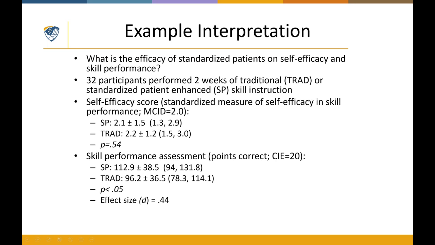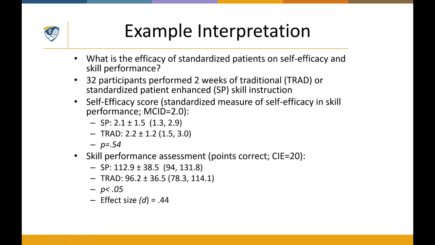And so we've got 32 people. They do 2 weeks of either traditional types of instruction or traditional instruction enhanced with standardized patients, where we've got people that are pretending to have a certain condition and the students work with them and then practice these skills. So we want to see if that'll have an effect on 2 different measures. The first being self-efficacy, and we're using a standardized measure of self-efficacy that has an MCID of 2.0. And then we're also looking at the skill performance. How many correct things did they do in performing that particular skill?